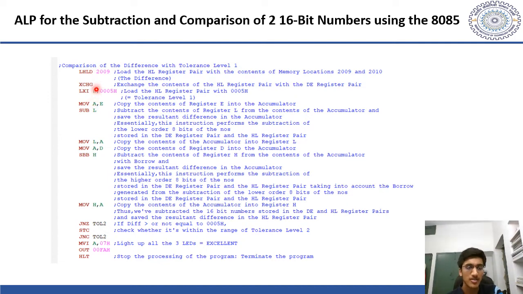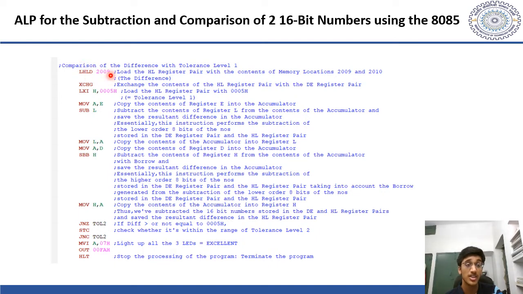The tolerance values which are specified in this particular case are essentially 0005H as the first tolerance level. Second tolerance level is 000AH, which essentially corresponds to 10 in the decimal number system. And finally, the third tolerance level which I have used would be 000FH, which is essentially corresponding to 15 in the decimal number system.